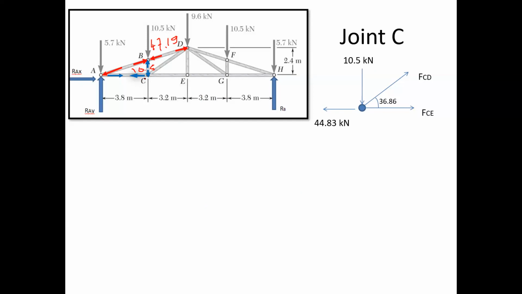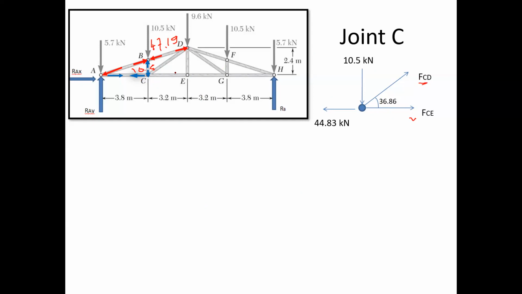So at joint C, what do we have? At joint C, we have the first force, that is FCE. Again, as per our assumption, we have shown it initially as tensile. The next force is this inclined force, FCD. Now this angle we have to find, that is 36.86. How can we calculate it?